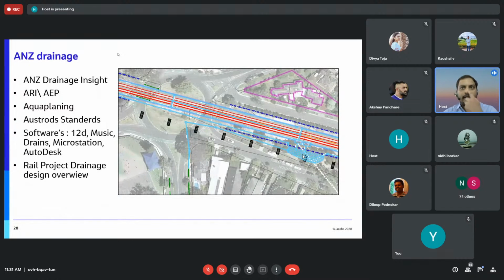So for the ANZ drainage insight, Australia and New Zealand is a very big region, and it observes a lot of different storms. When you are in Sydney, when you are in Melbourne, when you are seeing Perth, all the regions have different rainfall events. Some parts will have small rainfall, some parts will have drastic rainfall, and the time duration of rainfall differs. All these parameters we need to take into consideration while doing our drainage design.